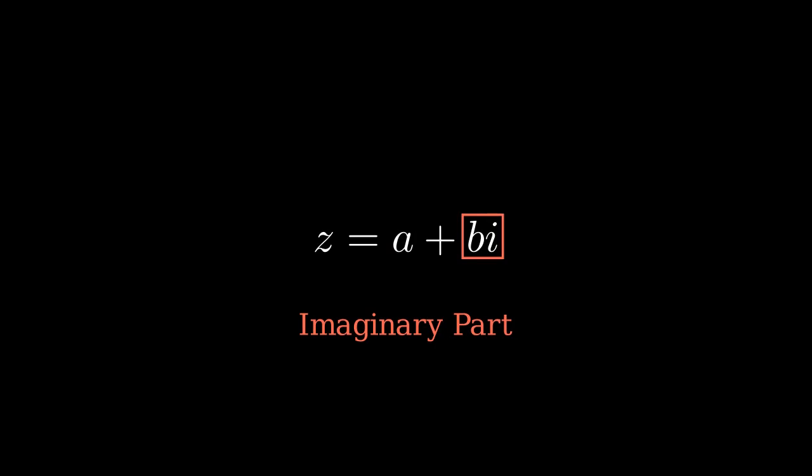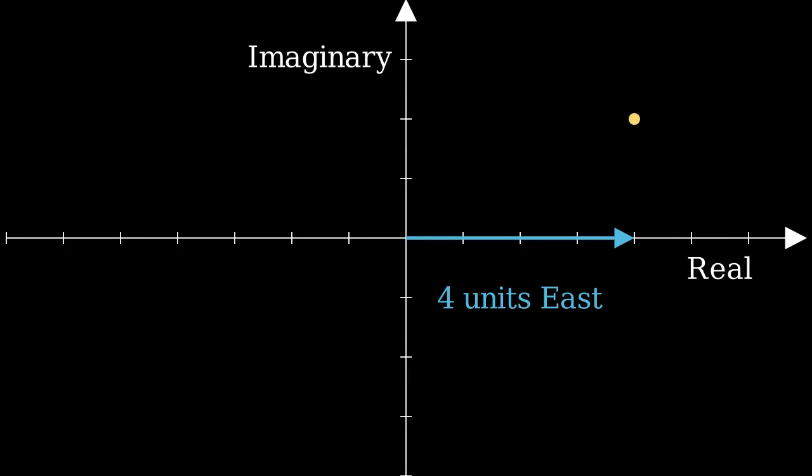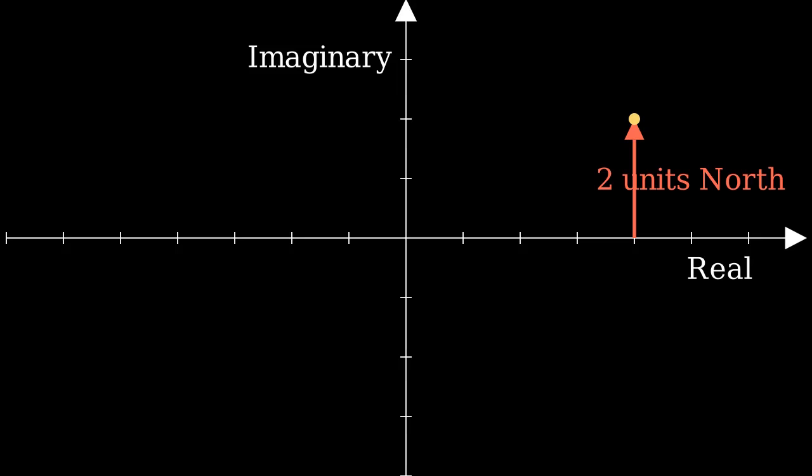We can visualize these values on a coordinate system where the horizontal axis is real and the vertical axis is imaginary. To plot a number, we first determine the horizontal distance, such as moving 4 units east from the origin. Next, we account for the imaginary portion by moving 2 units north along the vertical direction. This final position represents the complex number 4 plus 2i, combining both real and imaginary dimensions into a single point on the plane.